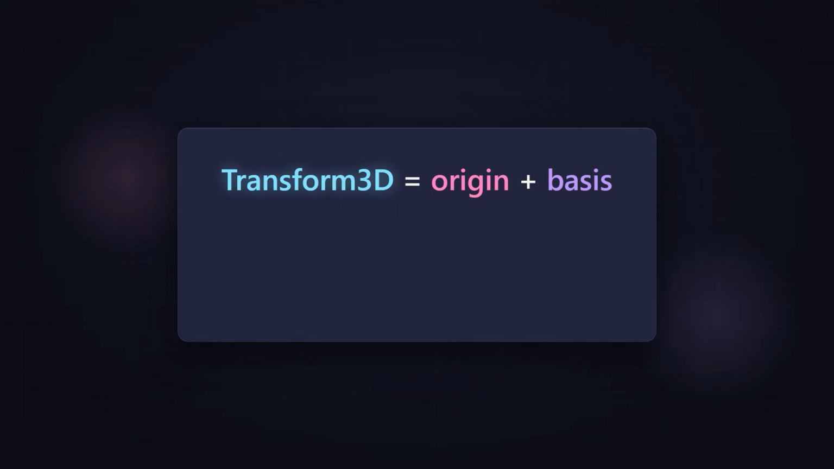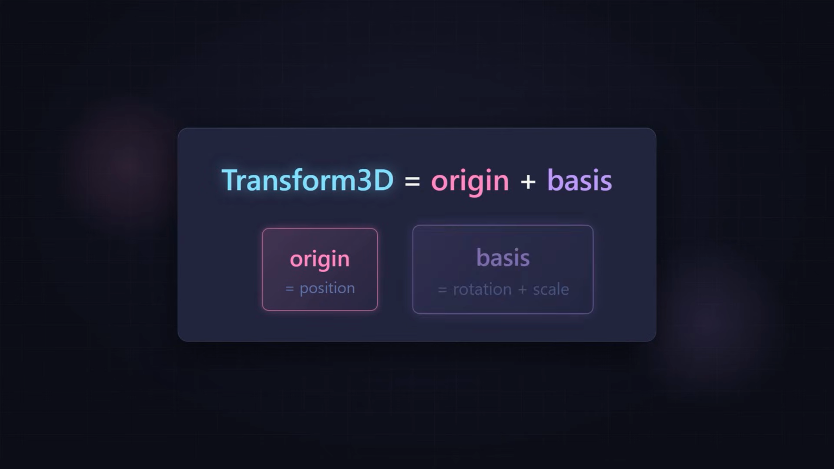Every 3D node has a Transform3D. It's literally just two parts. Origin is position, and basis is the rotation plus the scale. So when people say basis, they really mean the object's local axes.